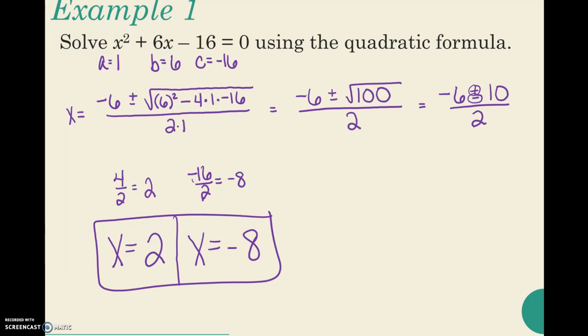Now, I'll tell you right now, this example would be a whole lot easier and quicker if we had just factored. Because two numbers that multiply to give you negative 16 and add up to 6, that would be negative 2 and positive 8. So then you could have done x minus 2, x plus 8 equals 0, and then you could solve it to get positive 2 and negative 8. So in this case, factoring would have been a lot simpler, but we did the quadratic formula.